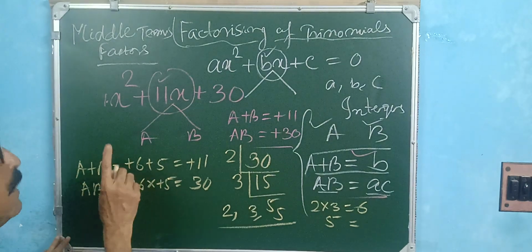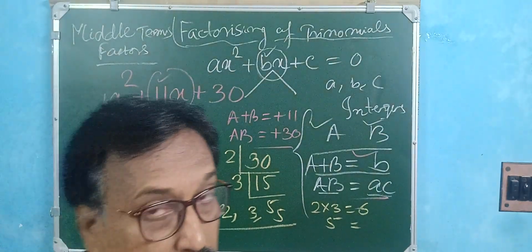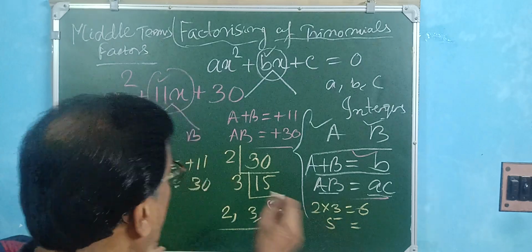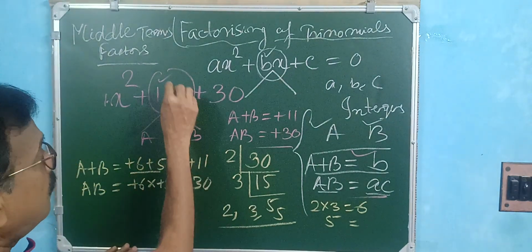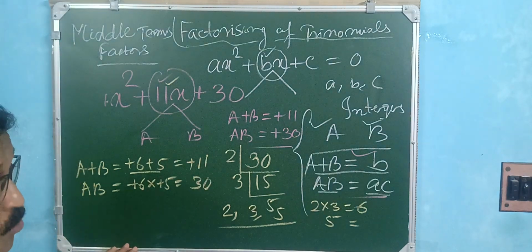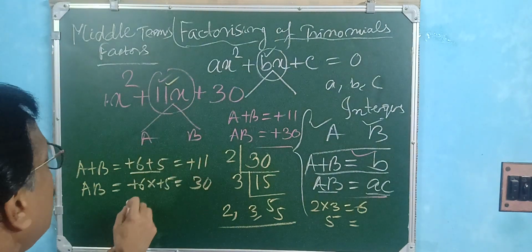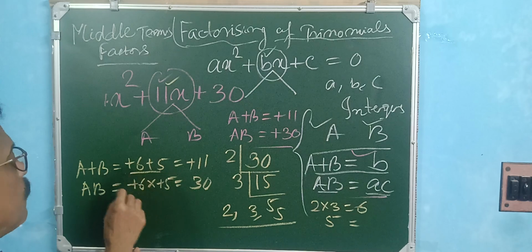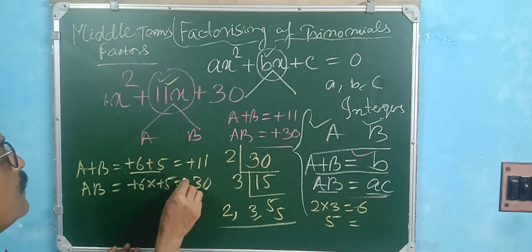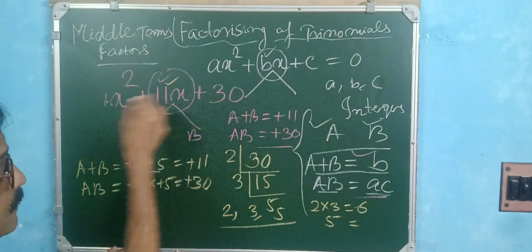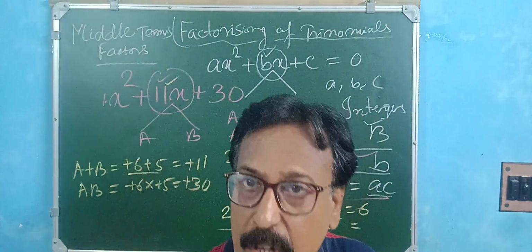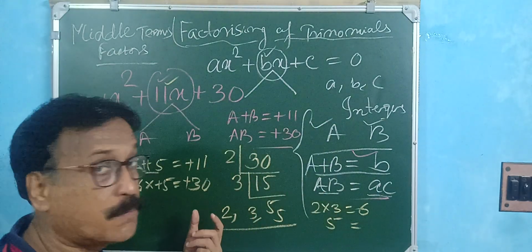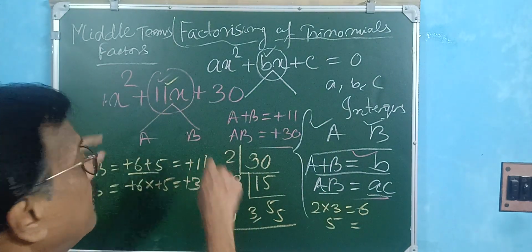For a plus b the sign is also very important. If you take plus 6 and plus 5, you add and get plus 11. At the same time plus 6 into plus 5 is plus 30. It's coming. So if these two conditions are satisfied simultaneously, then you break it in this way.